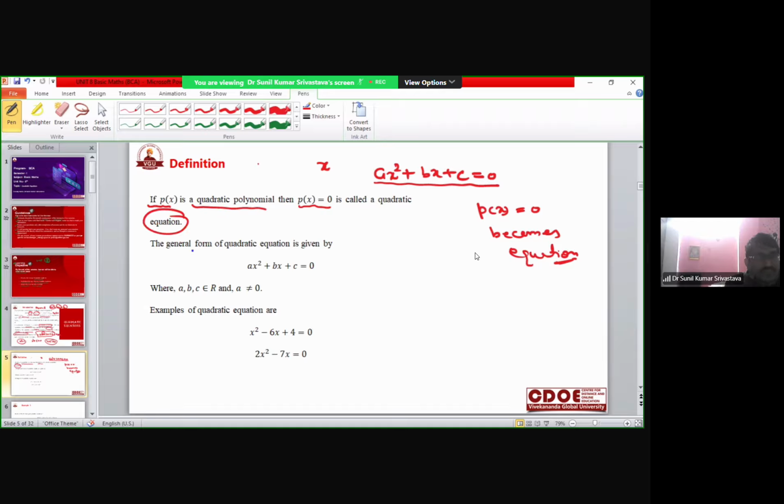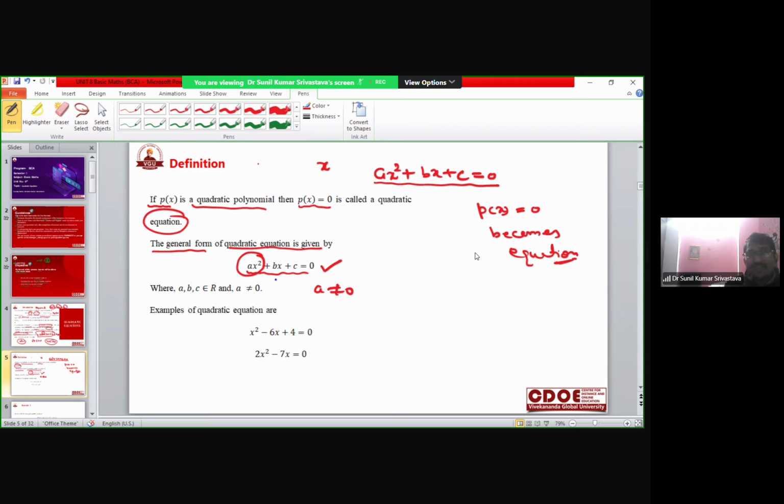The general form of the quadratic equation is given by ax square plus bx plus c equal to 0, where a, b, c are real numbers and a is not equal to 0. The coefficient of x square is not equal to 0. It should be present in the equation.